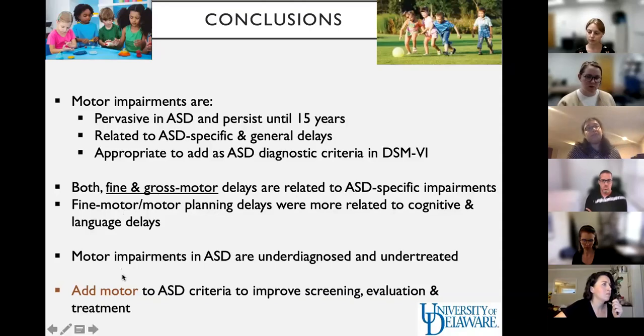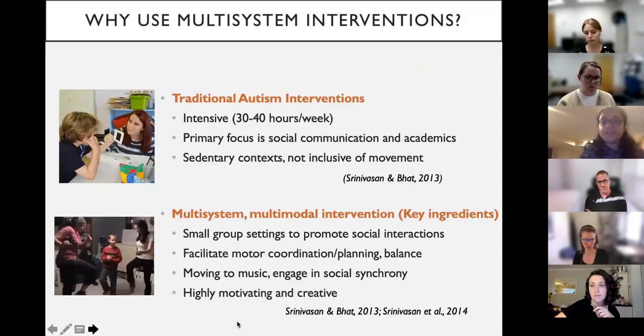Overall, I think motor issues are underdiagnosed and undertreated in this population, and it would be worth considering adding ASD motor issues within the ASD criteria or specifiers to improve screening, evaluation, and treatment of motor issues in this population. So that's my first third of this talk.